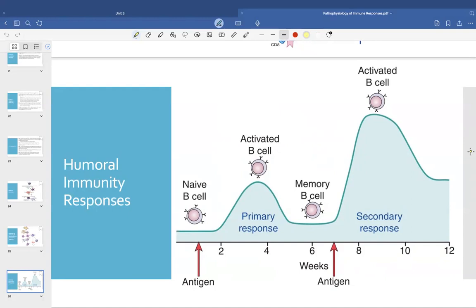The memory cell then remembers it, such that, look at the timing of the secondary response. You get antigen and almost immediately you ramp up and have exponentially increased antibody production that is then going to hopefully eliminate this microbe. So we're looking at that timing, delayed with the first exposure and almost immediate with the second. We're also looking at the volume of the response.